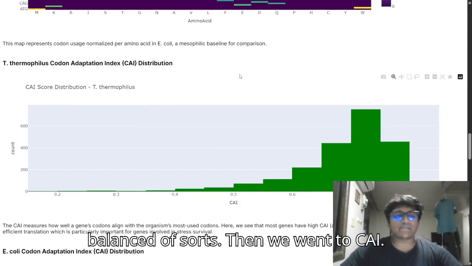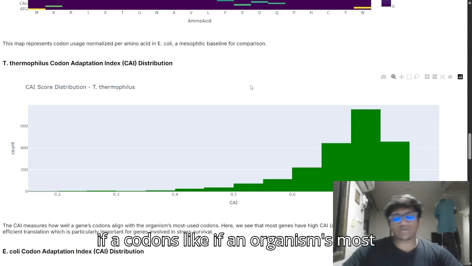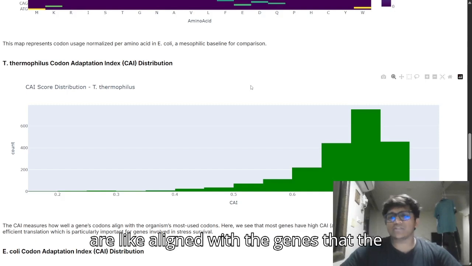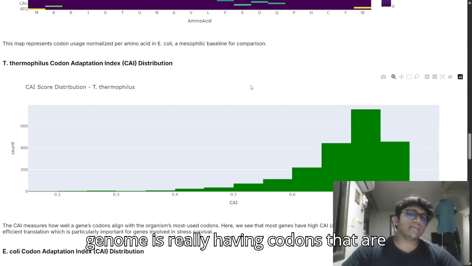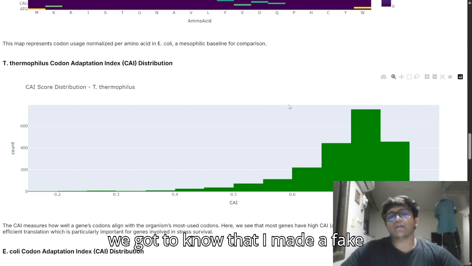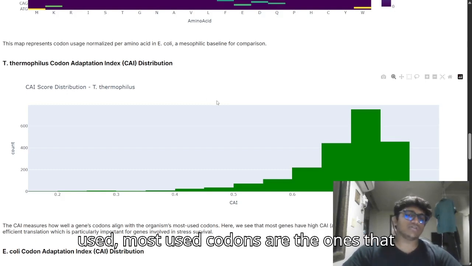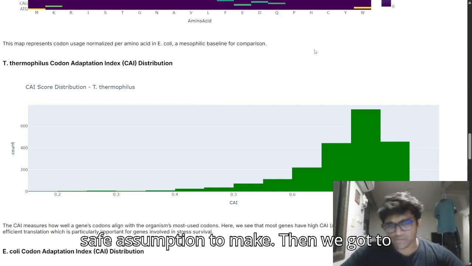Then we went to CI. CI is basically trying to see if an organism's most used codons are aligned with the genetic codons that it has. Like if the genome really has codons that are preferred by the organism. So how did we get to know that? I made a fake reference set by just assuming that the most used codons are the ones that the organism prefers, and that's a safe assumption to make.